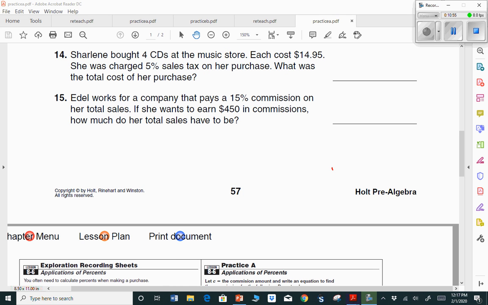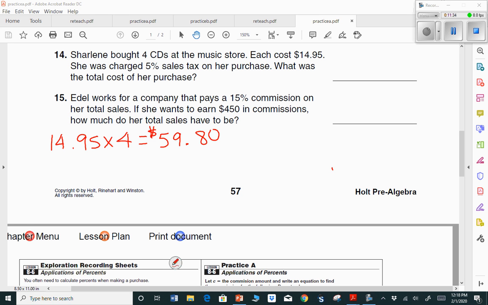Okay, moving on to number 14. Charlene bought 4 CDs at the music store. Each cost $14.95. She was charged 5% sales tax on her purchase. What was the total cost of her purchase? So, of course, the first thing we're going to have to do is multiply the 14.95 times 4 to figure out what the total cost of her purchase was. So you can just put that in your calculator. And that comes out to $59.80.